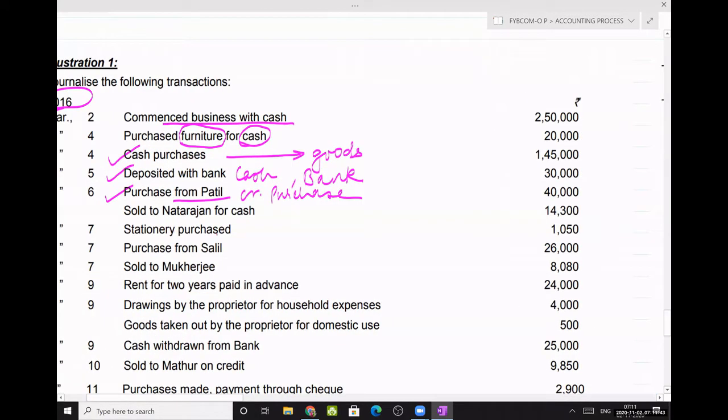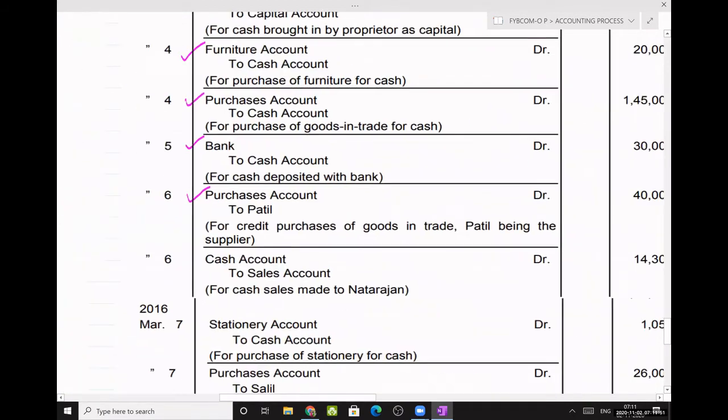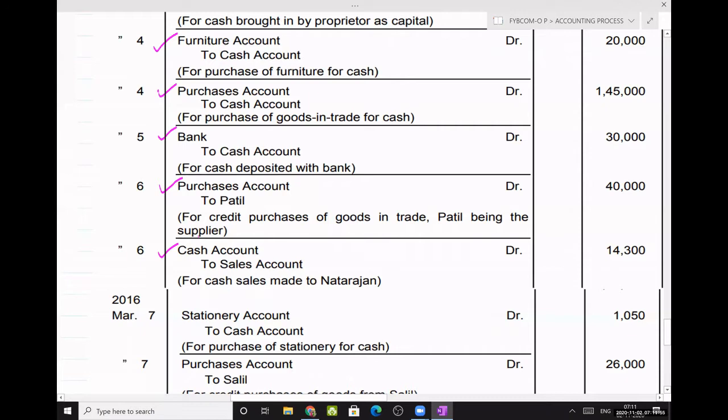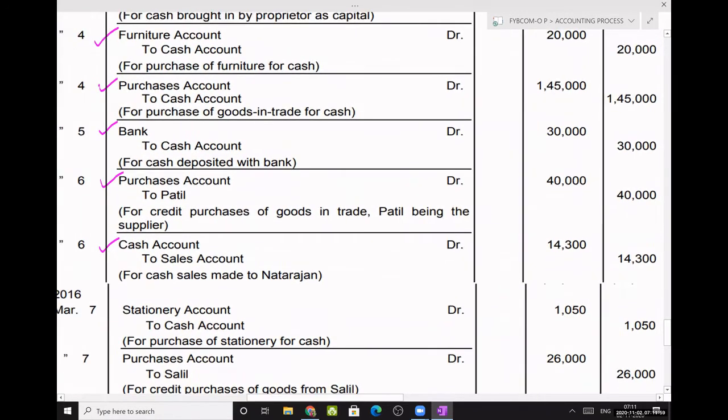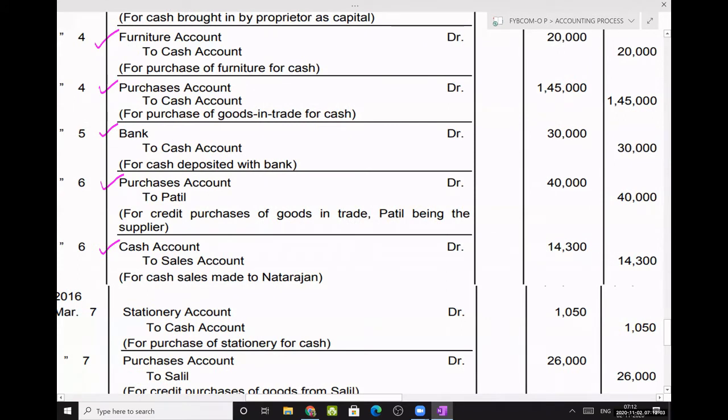Next, sold to Natarajan for cash. So which entry is this? Cash sales. Cash is coming in, a real account, debit what comes in, to sales account, credit what goes out. What is going out? Goods are going out. I said in the last lecture that you can write goods, or bifurcate into purchase and sales. In this sum, there is no opening balance given and goods are mentioned, so you can write purchase and sales as the corresponding words to goods.